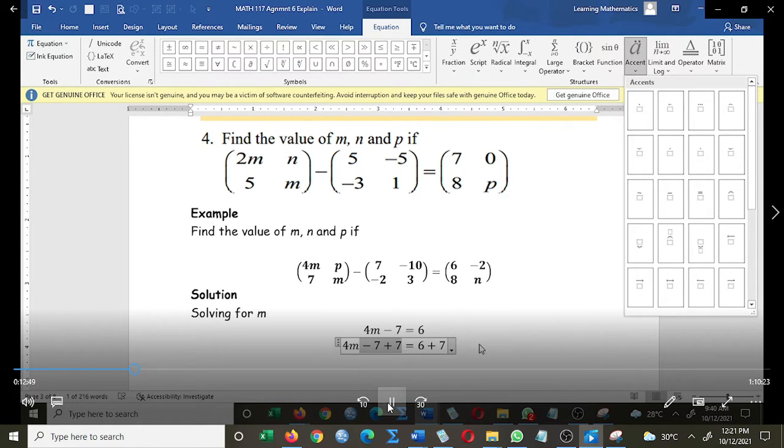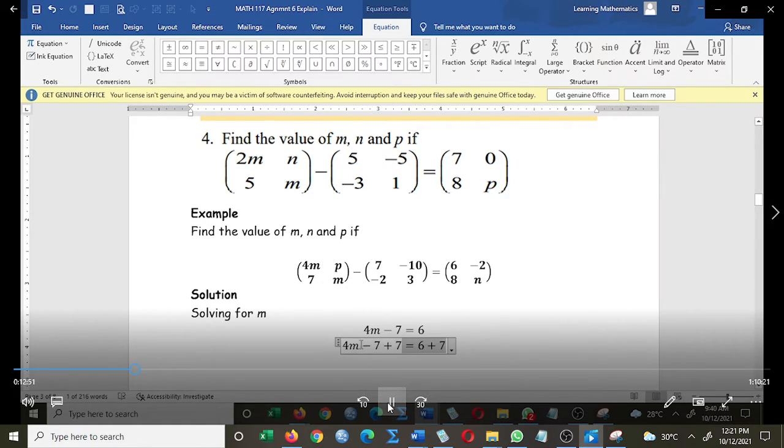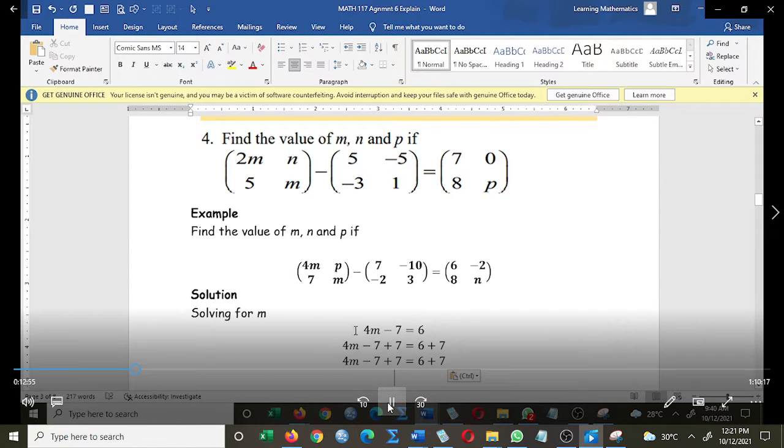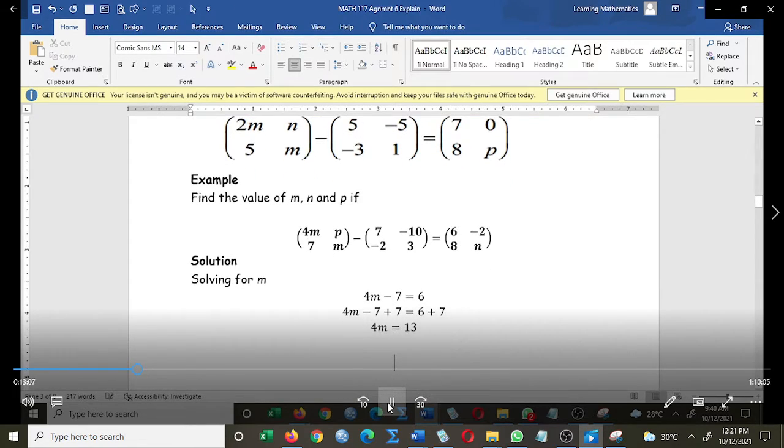So everybody knows minus 7 plus 7 is 0. Okay, so 13/4 is the answer, because 7 plus 6 is 13. And then we all know we have to divide by 4, to cancel out 4.